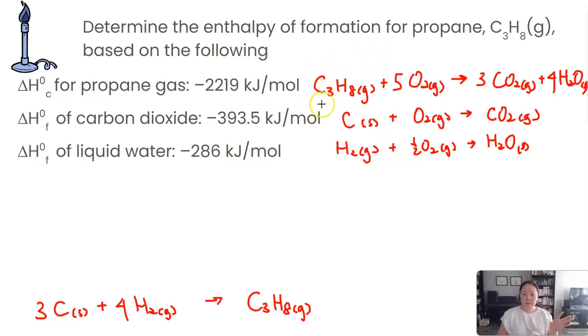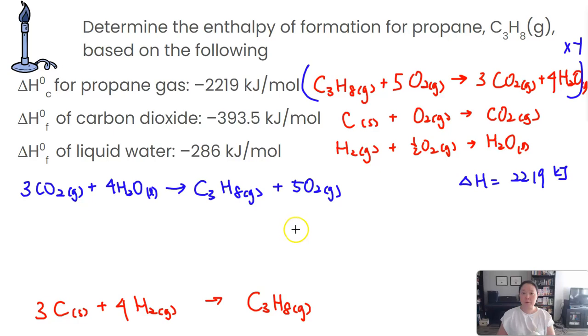So if we look at this particular equation, we can see that we do have our propane in our reactants, but we need it in our products. So we basically need to take this equation and reverse it. So we're going to take this and multiply it by -1. So here's what that will look like reversed, and then here is our delta H for this reversed reaction.